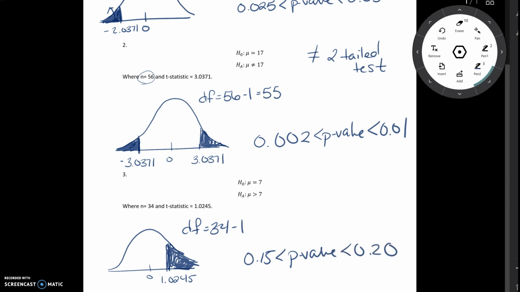So those are the three different types of tests you'll work with: the left tail, the right tail, and the two-tailed. Again, these are all for hypothesis tests involving means where you're using a t-table.